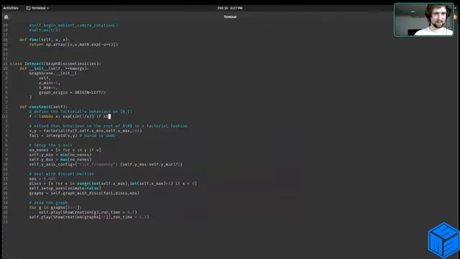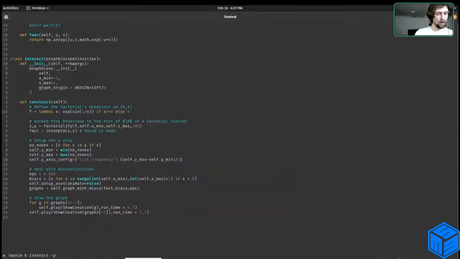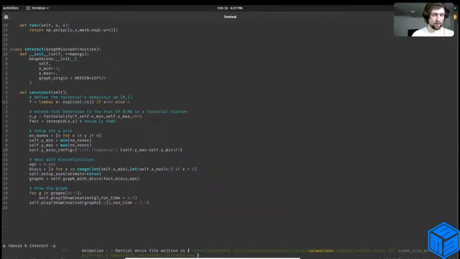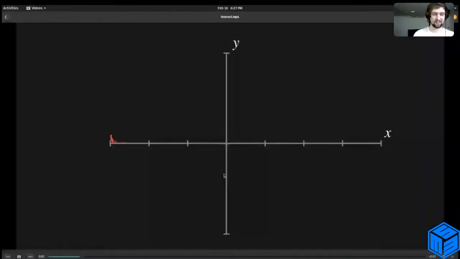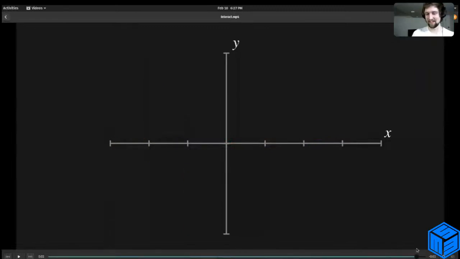So I guess if x is not equal to 0, else 0. People really hate Python syntax for some reason. Let's see if this decides to work. Interact. Man, I'm chugging away. This will be interesting to see for certain. Ooh, that's a really wild one. Let's just stop it here. So yeah, it explodes over on those sides.